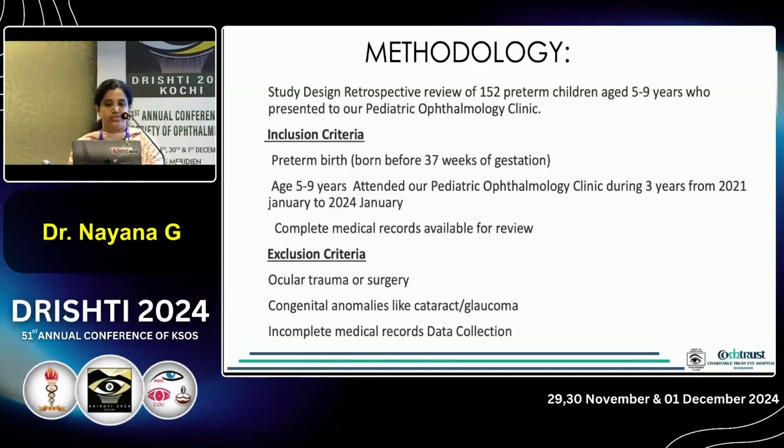It was a retrospective study including 152 children, now in the age group of 5 to 9 years, who were born preterm. We included children born at less than 37 weeks, now aged 5 to 9 years, who presented to our pediatric ophthalmology clinic, and whose complete medical record was available for review. We excluded children with any history of ocular trauma or surgery. Any congenital anomalies like cataract or glaucoma were excluded.